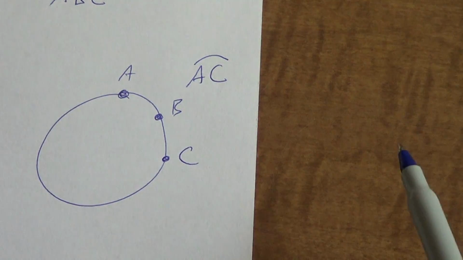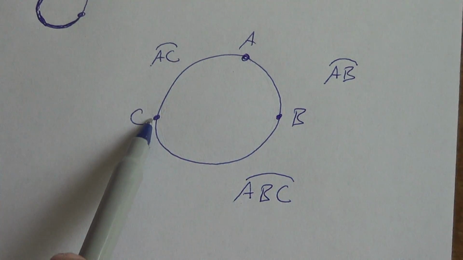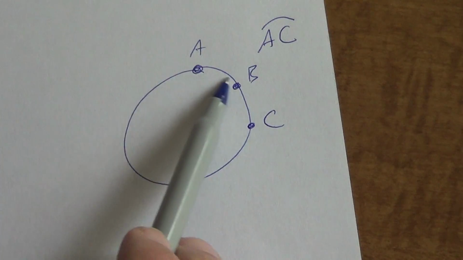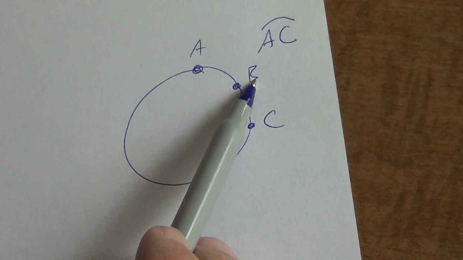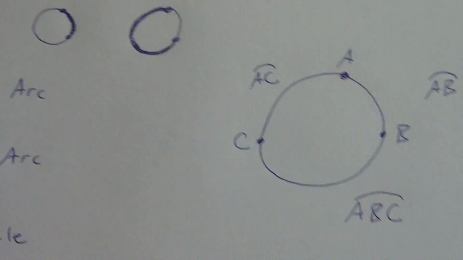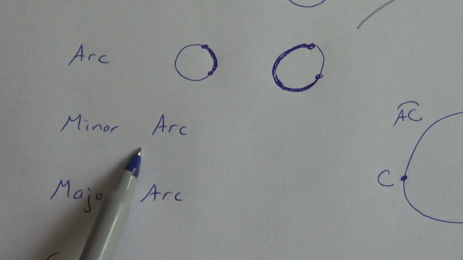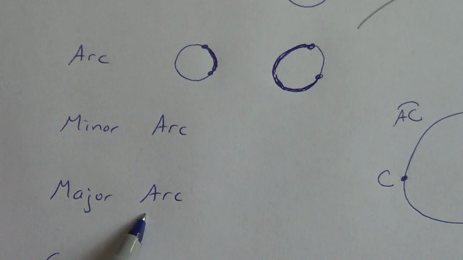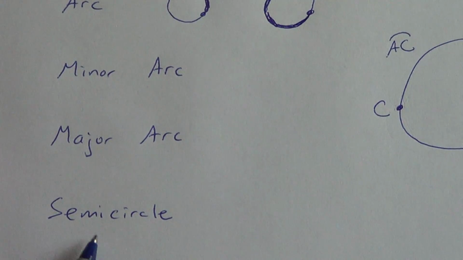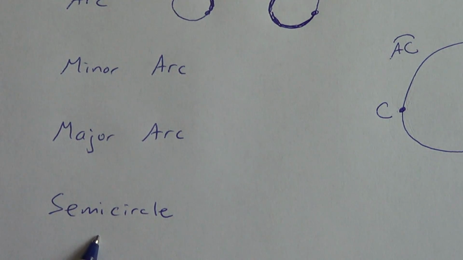When you're going to use three letters, it is for a major arc. So this ABC is a major arc. This ABC is a minor arc, so I don't need the B. I can just say AC. A minor arc, remember, is less than half of a circle, less than 180 degrees. A major arc is more than half a circle, more than 180 degrees. A semicircle is exactly half of a circle, exactly 180 degrees.